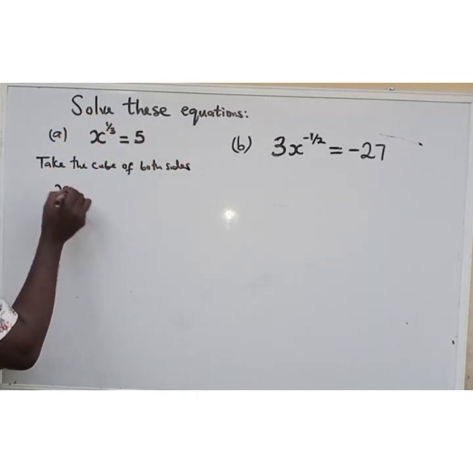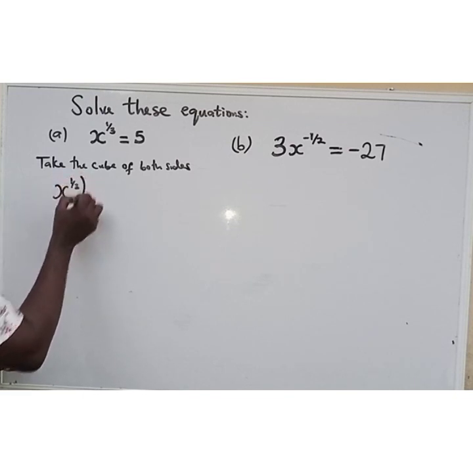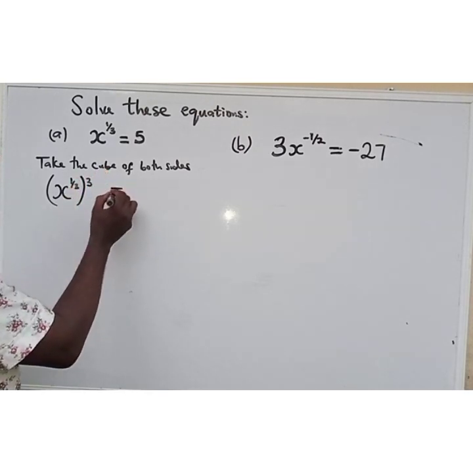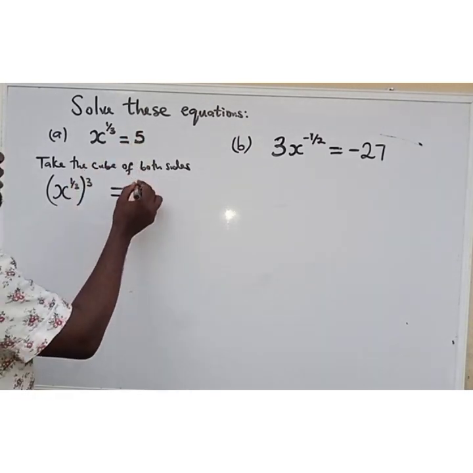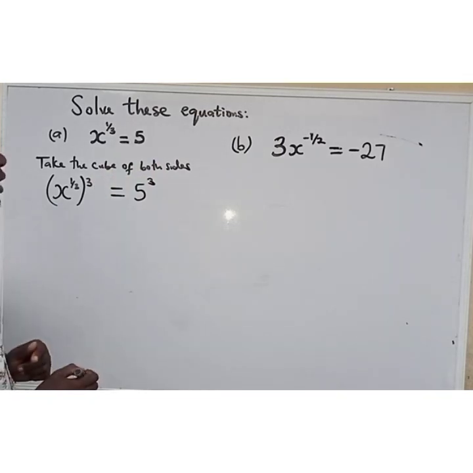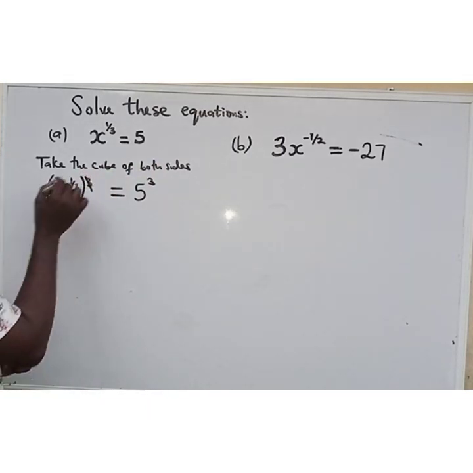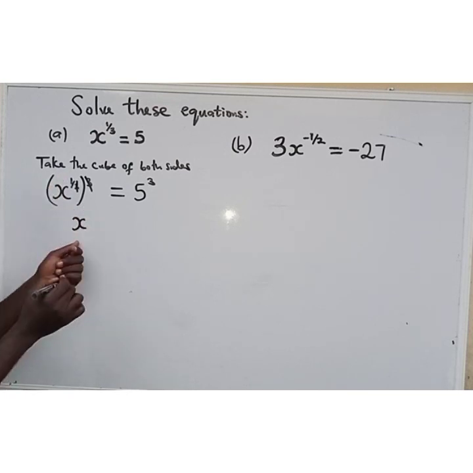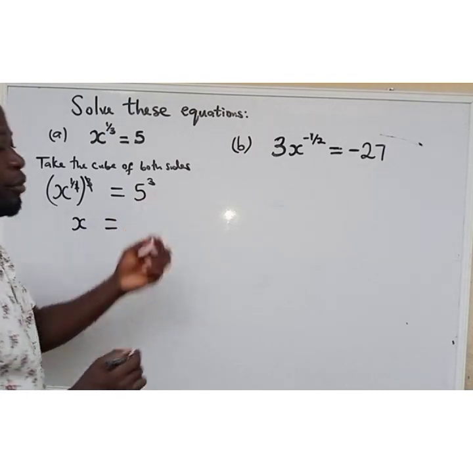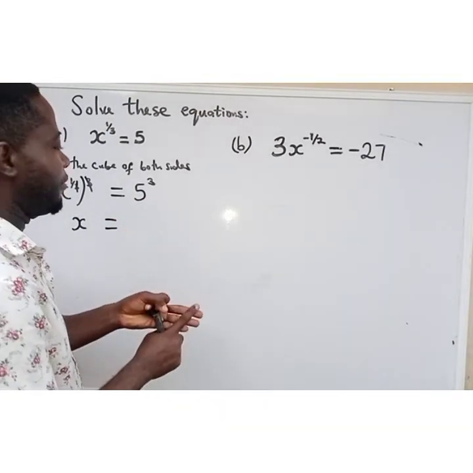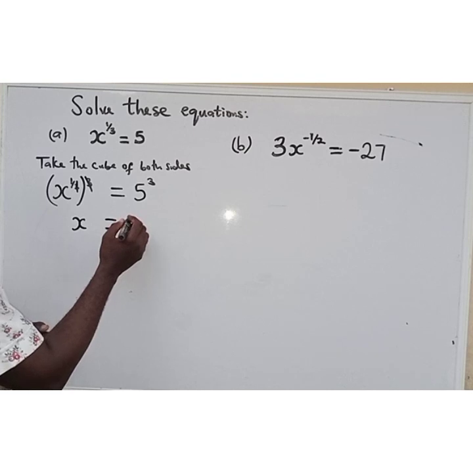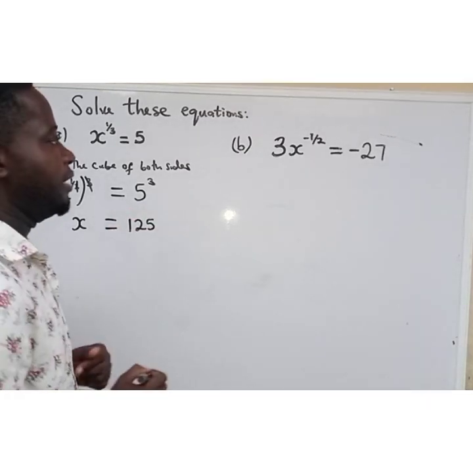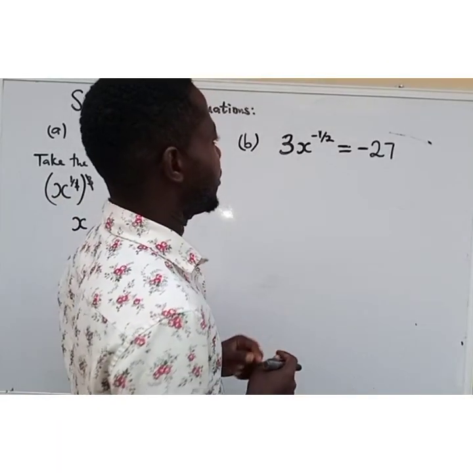So in that case, I'm going to have x raised to power 1 over 3 raised to power 3. That's what's meant by the cube. Equals, so we are doing the same thing to this side. That's going to be 5 raised to power 3. Let's cancel this 3 with this 3. Then we have x raised to power 1, which simply means x. Then 5 raised to power 3, which means 5 times 5, 25, 25 times 5, 125. So x equals 125. That's our final answer. Moving on to the second question.